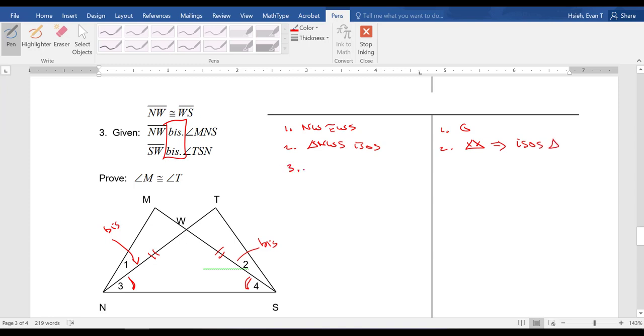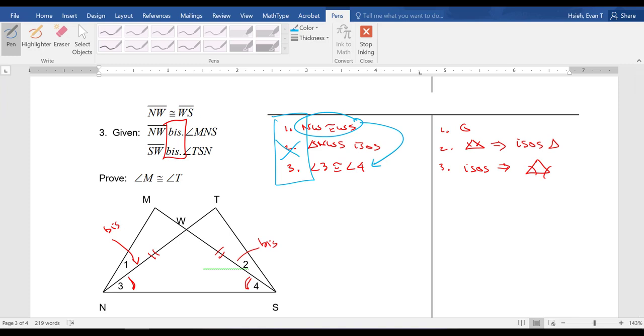And because it's an isosceles triangle, I know now that angle 3 is congruent to angle 4, because if it's isosceles, then the base angles are going to be congruent to each other. What we're going to find out in the next section, just a little preview, is that we can go straight from this step to this step and skip this step entirely. But for this section right now, go ahead and have all three parts within the proof.